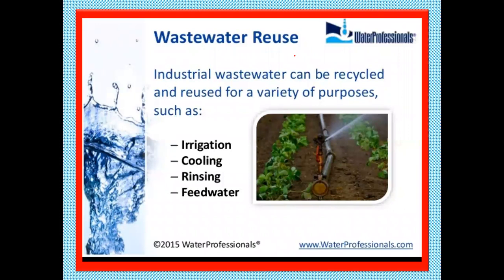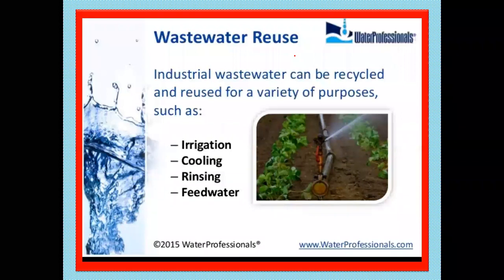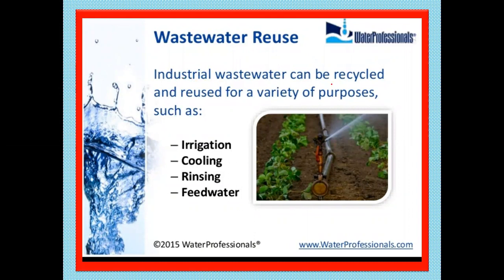Next, wastewater recirculation: how we reuse the wastewater and how we recirculate it. The industrial wastewater can be recycled and reused for a variety of purposes. So how are they recycling? They are recycling for irrigation purposes, for cooling purposes, for rinsing purposes, and for feed water purposes. Right? So these slides are taken from this website, where they give professional solutions for water bodies.